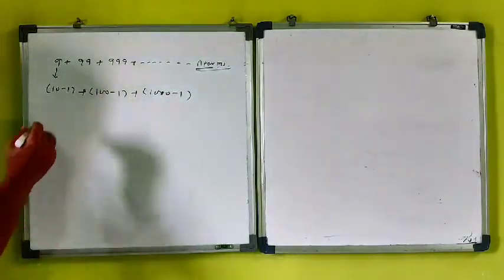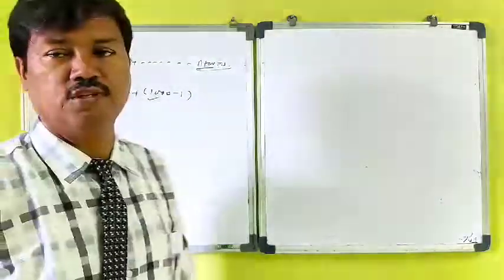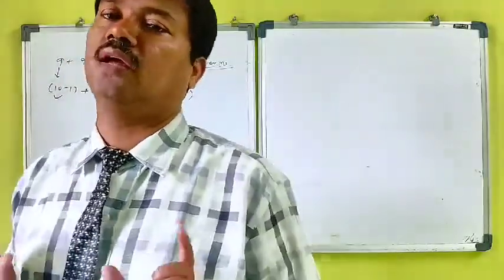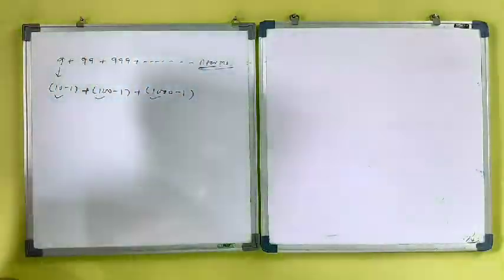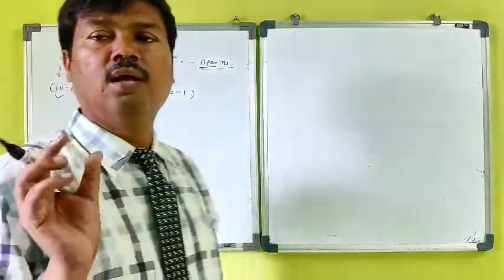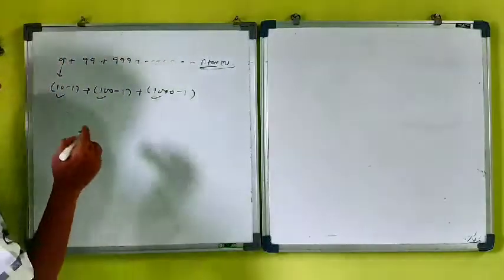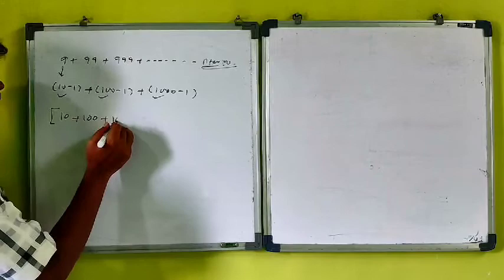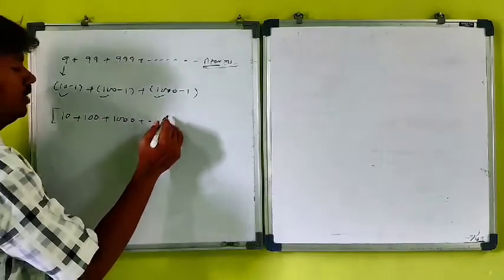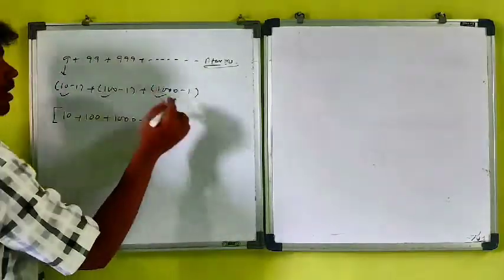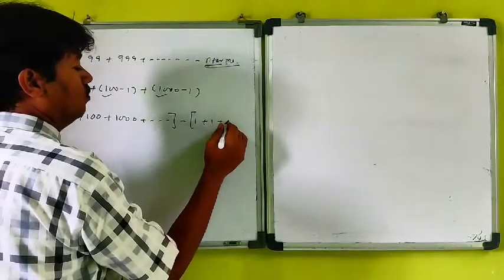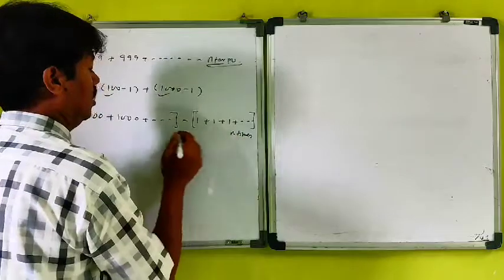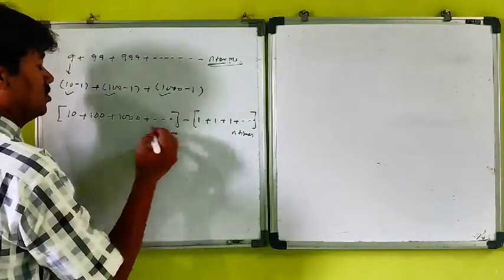So now this 10, 100 and 1000, if you just observe, these are in geometric progression. 10, 100, 1000 are in geometric progression. So we take that in one bracket, 10, 100, 1000 in one bracket like this, and 1, 1, 1, how many times? 1 plus 1 plus 1 is n times. So n times here. This is n terms.